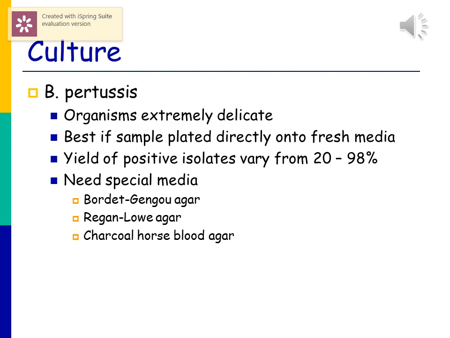For Bordetella pertussis, again, this is best sampled directly onto media at the bedside or using a cough plate. So positive isolates are going to vary between 20 and 98%. And again, you would need to inoculate very special media, Bordet-Gengou, Regan-Lowe, or chocolate horse blood agar.